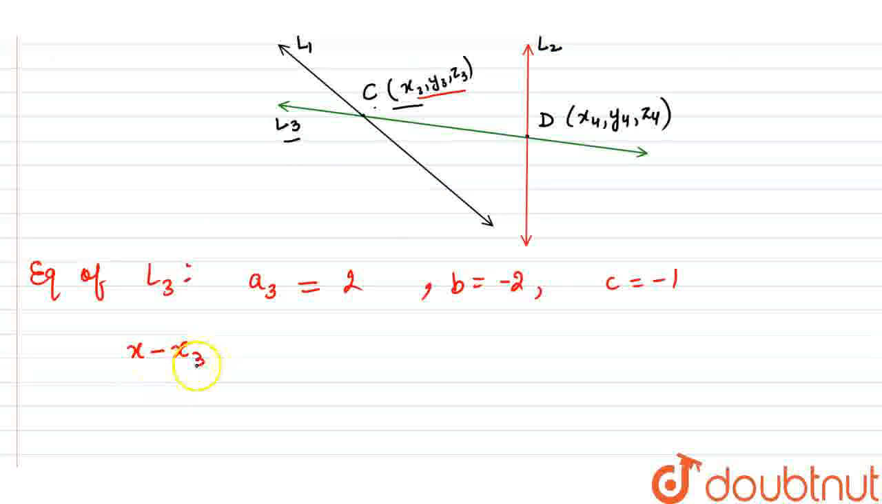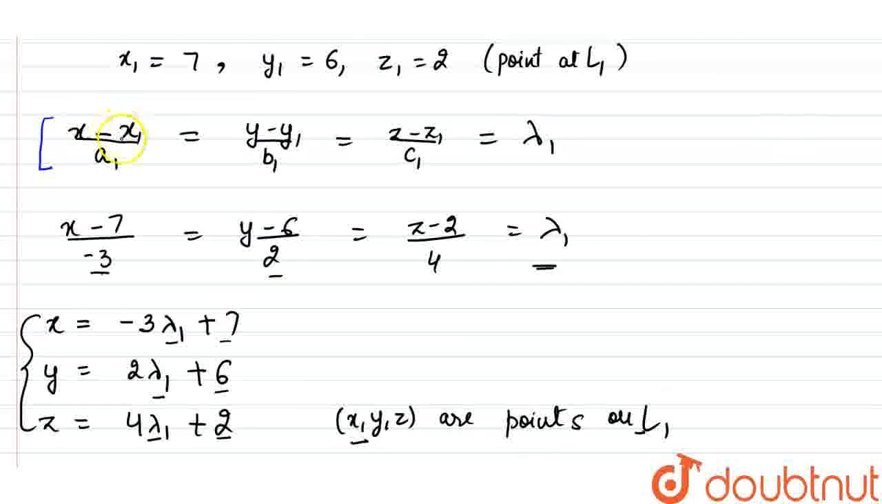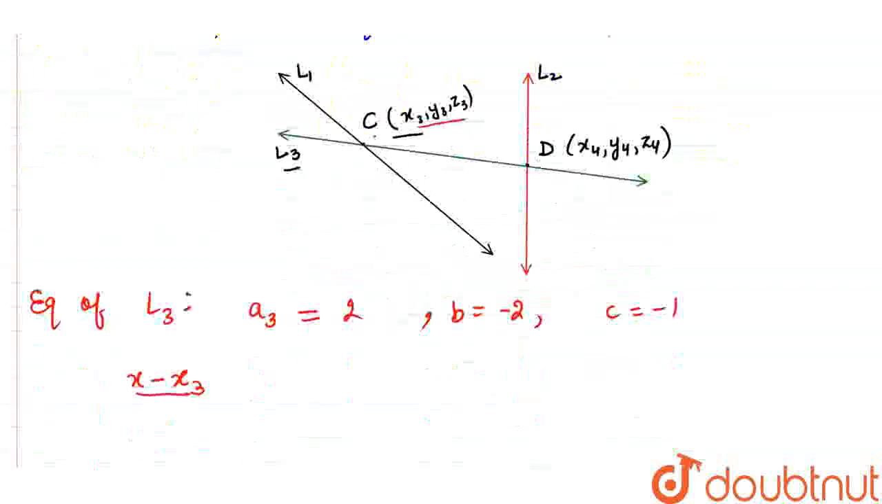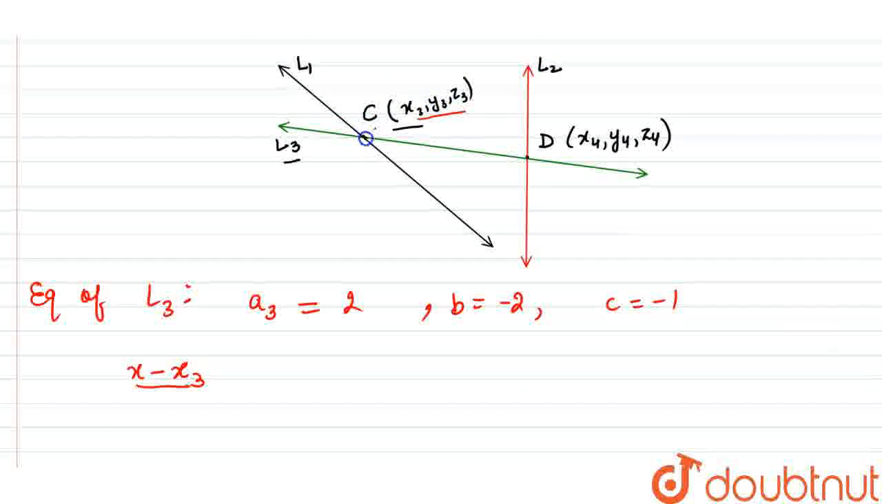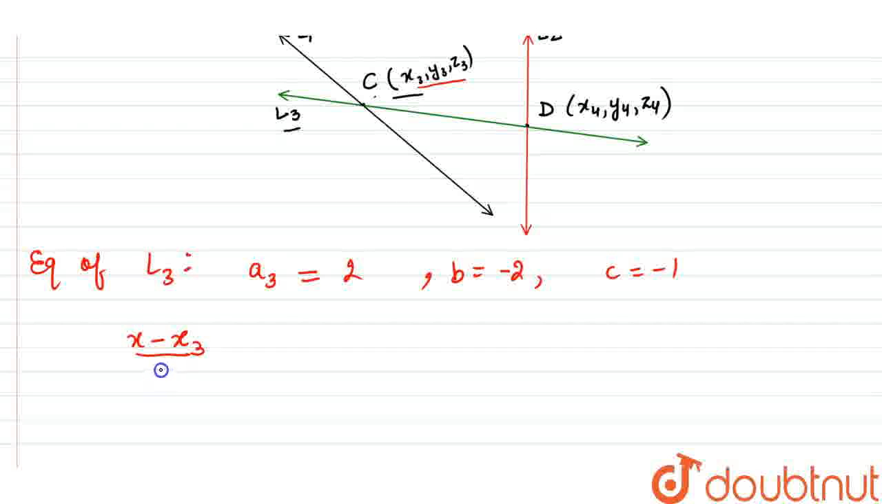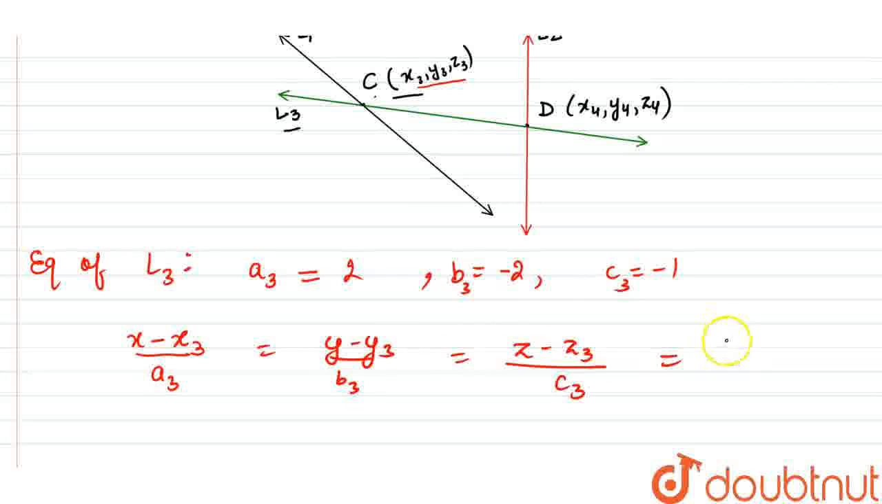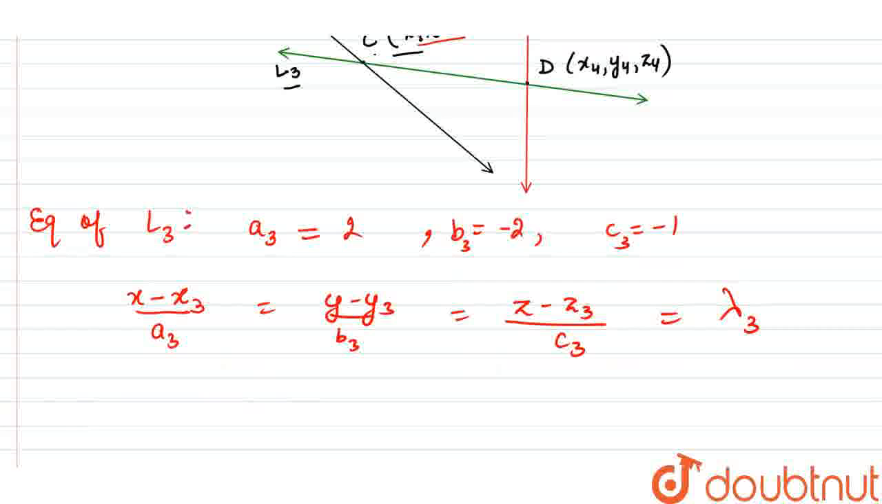In the Cartesian equation of a line, we put here the points x1, y1, z1 that denote the point through which the line is passing. So x3, y3, z3 is also a point through which L3 is passing. So we can write down x3 here and the direction ratio A3. Then y minus y3 over B3, and z minus z3 over C3 is equal to some other constant, lambda 3.